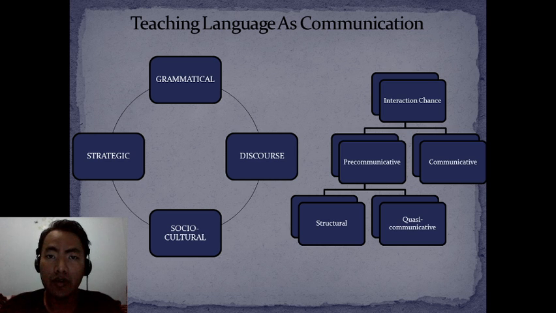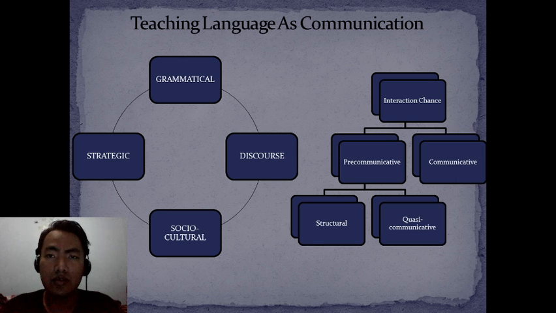There are two types of activities that are categorized as pre-communicative activities: the structural activities and quasi-communicative activities. The structural activities focus on the English grammar and vocabularies, while quasi-communicative activities focus on how the language is used to communicate meaning. For example, in structural activity, the teacher is trying to teach English vocabularies and how to construct words into sentences in a simple word order that involves subject, predicate, and object.